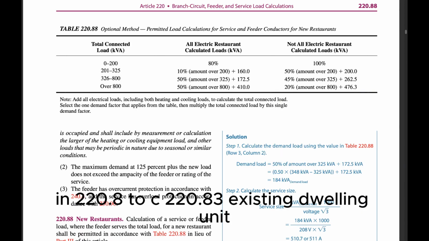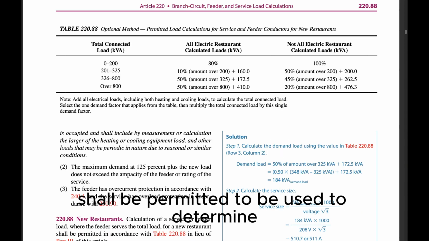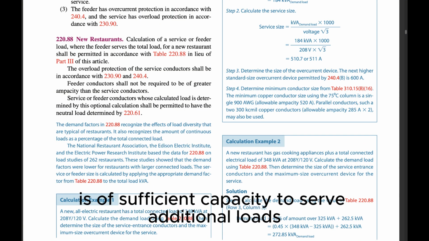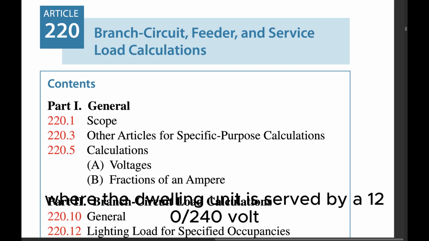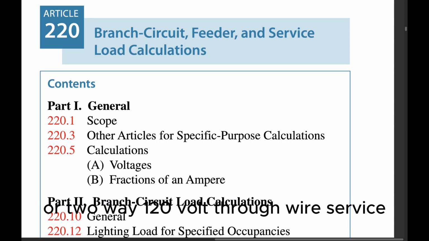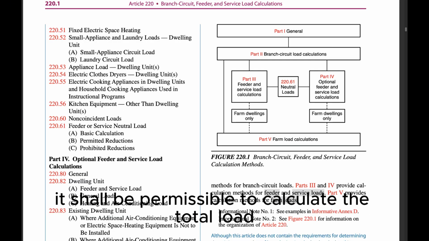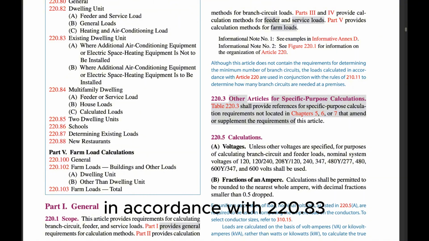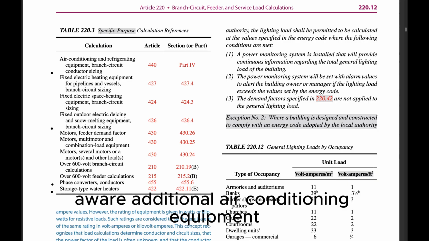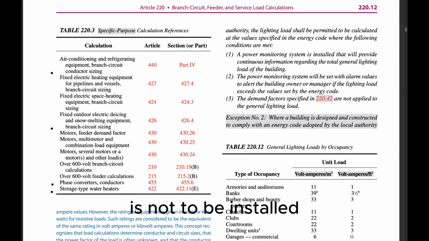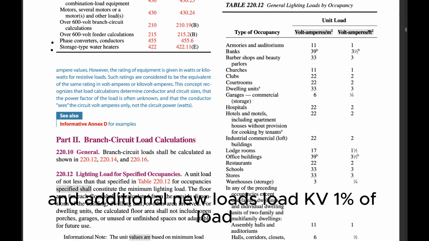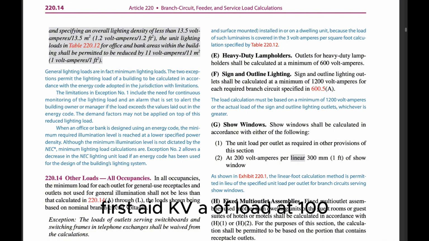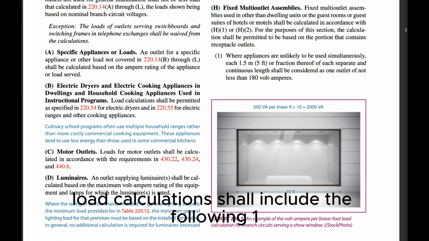220.83 Existing dwelling unit. This section shall be permitted to be used to determine if the existing service or feeder is of sufficient capacity to serve additional loads. Where the dwelling unit is served by a 120/240 volt or 208Y/120 volt 3-wire service, it shall be permissible to calculate the total load in accordance with 220.83(A) or (B). A. Where additional air conditioning equipment or electric space heating equipment is not to be installed, the following percentages shall be used for existing and additional new loads. Load in kVA, percent of load: first 8 kVA of load at 100%, remainder of load at 40%.